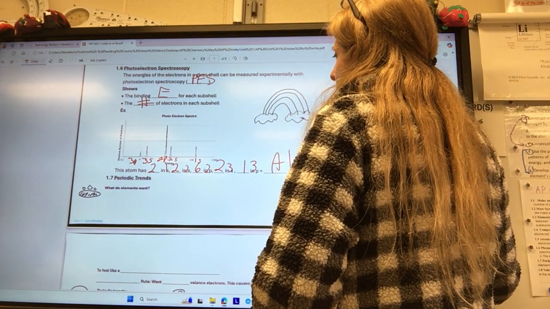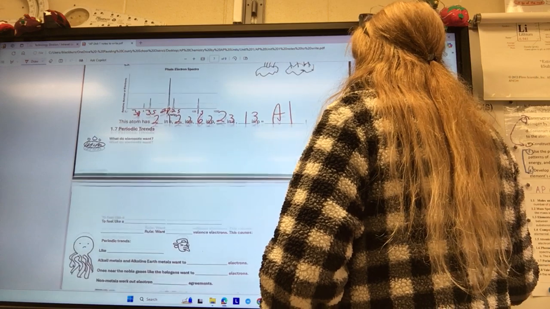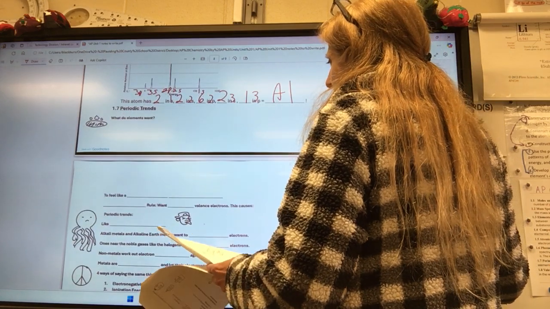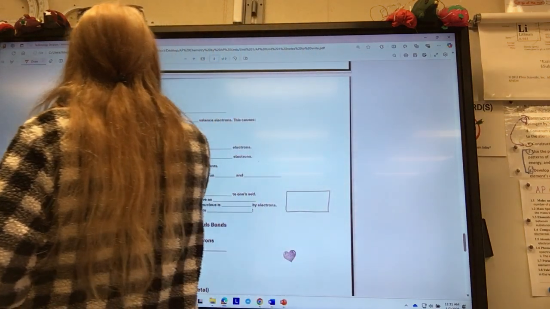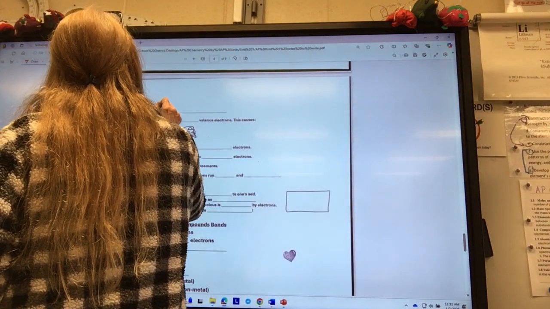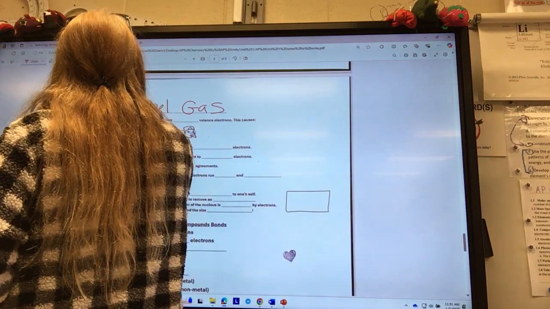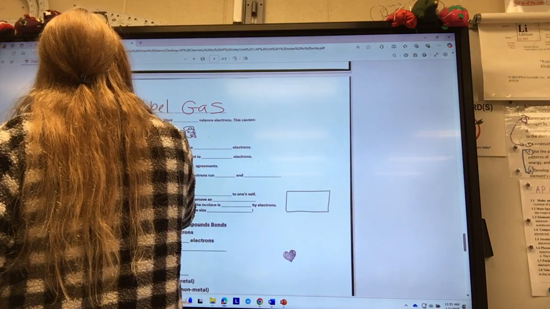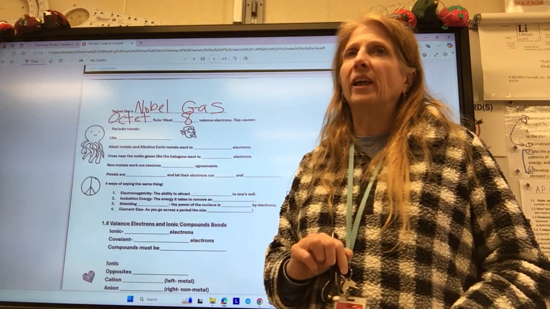All right, periodic trends. This is not new. It is old. So what do the elements want? They want to feel like what? You learned this in honors? They want to feel like a noble gas. They want to follow the octet rule and have 8 valence electrons. You remember this from honors?